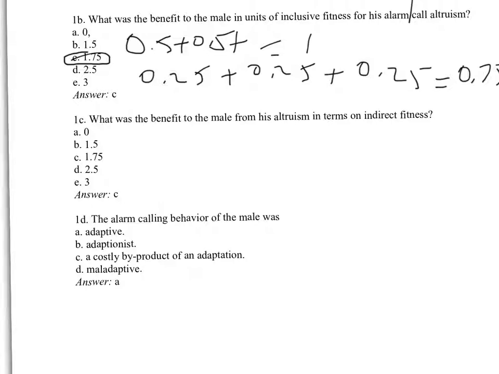What's the difference between an adaptationist and the adaptive? Oh, that's just to confuse you. And then C is also a distractor, right? Yeah. So it's either between A and D. And it's definitely adaptive. Otherwise, if he was losing out in terms of fitness points, then it's maladaptive. And he would shut up and not do anything and let himself get eaten.